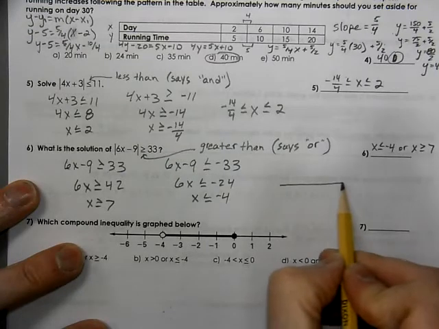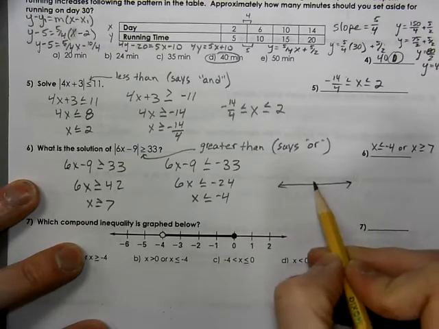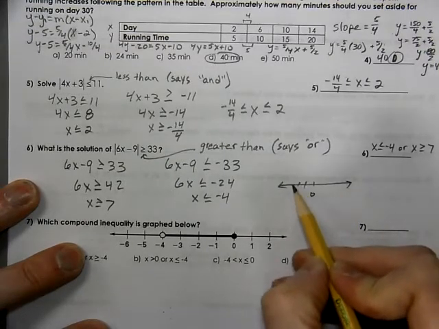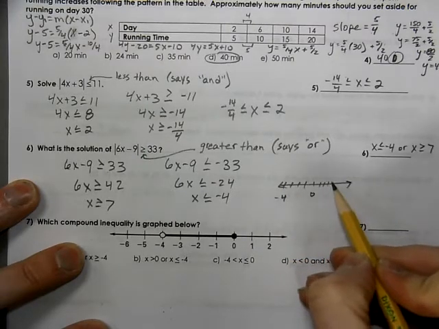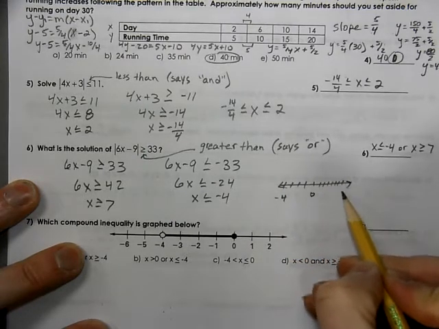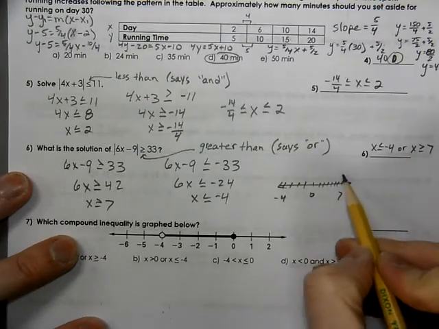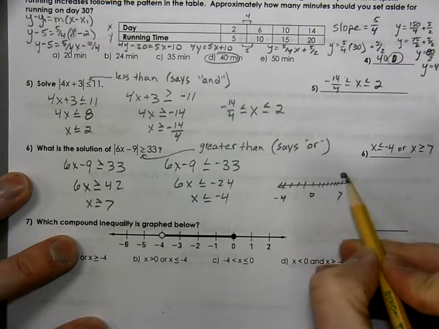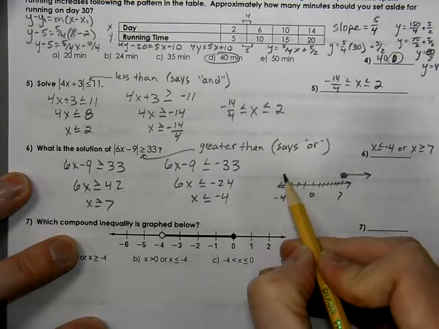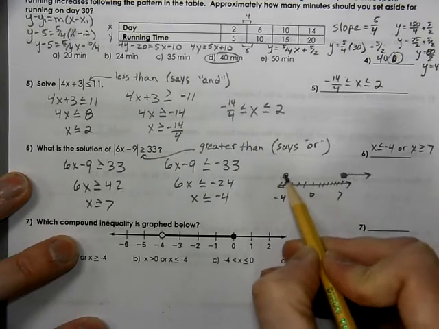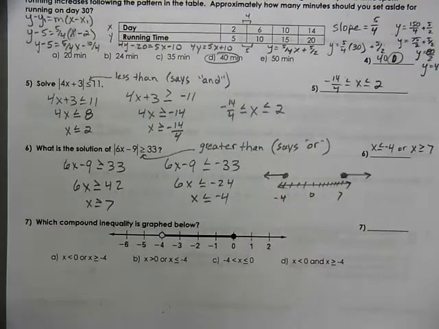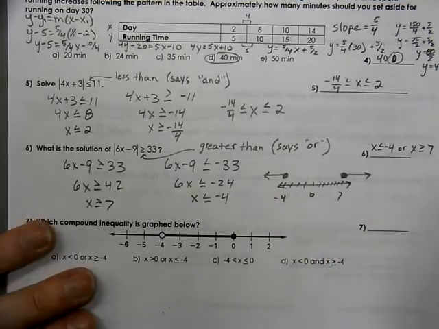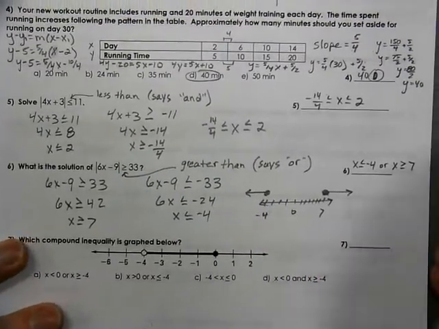If you look at the number line for something like this, if we're going to be greater than or equal to 7, we're going to be less than or equal to negative 4. They go in opposite directions. That's an or type equation.